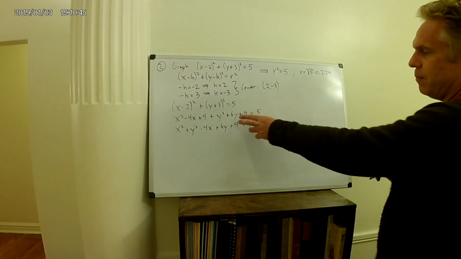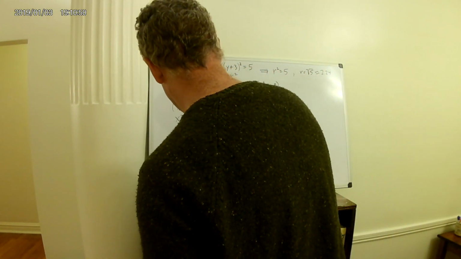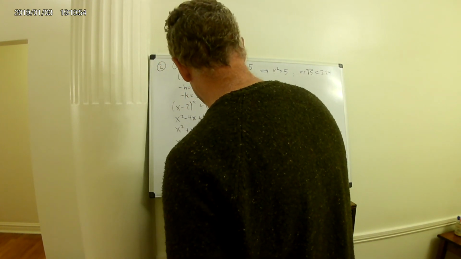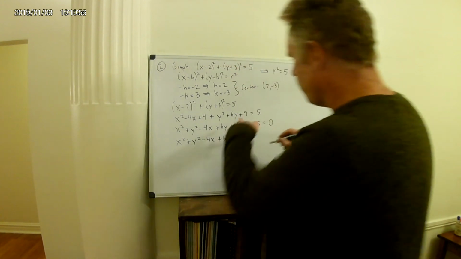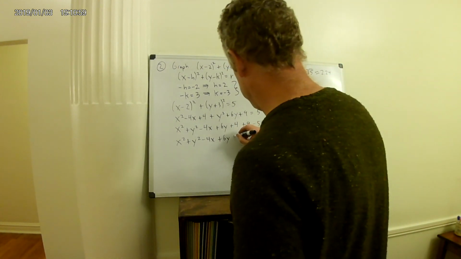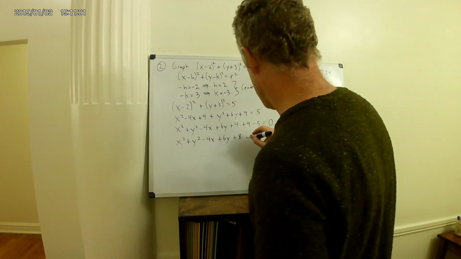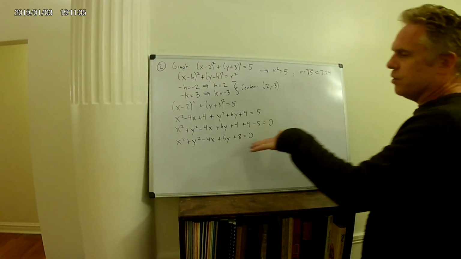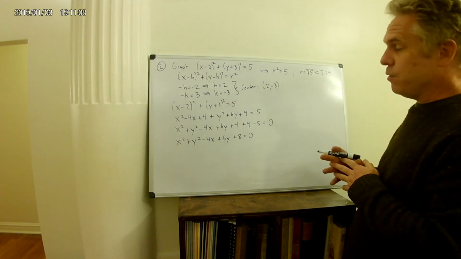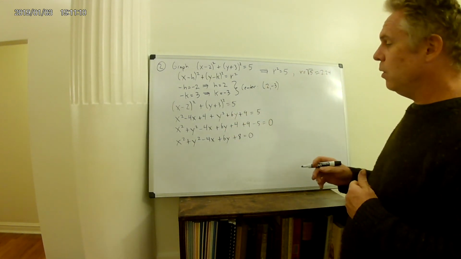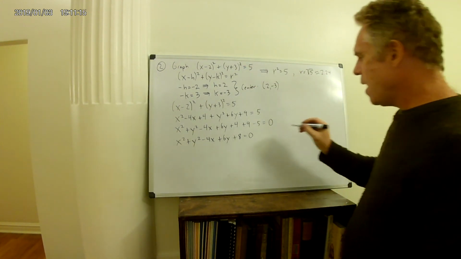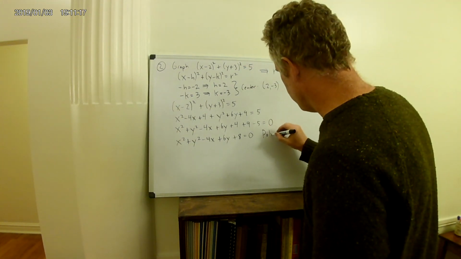And then the final step here is to combine these numbers. So I get something that looks like this: x squared plus y squared minus 4x plus 6y, and 4 plus 9 is 13, minus 5 is plus 8, equals 0. What I have here is an alternate way to write the equation of a circle. This is still the equation of a circle, but it's in a different form from this form. This is called the factor form, and this is called the polynomial form.